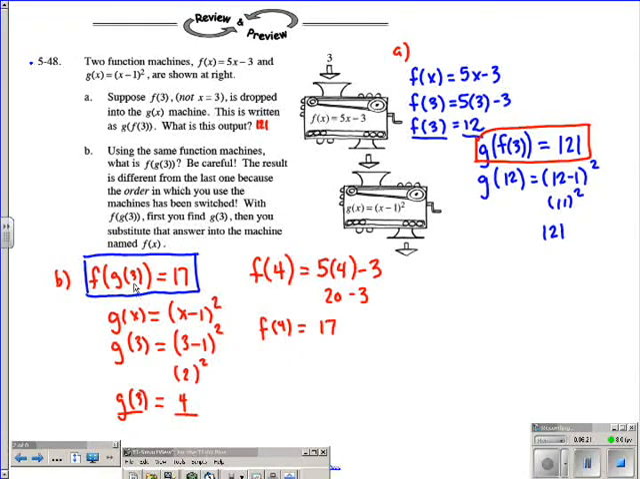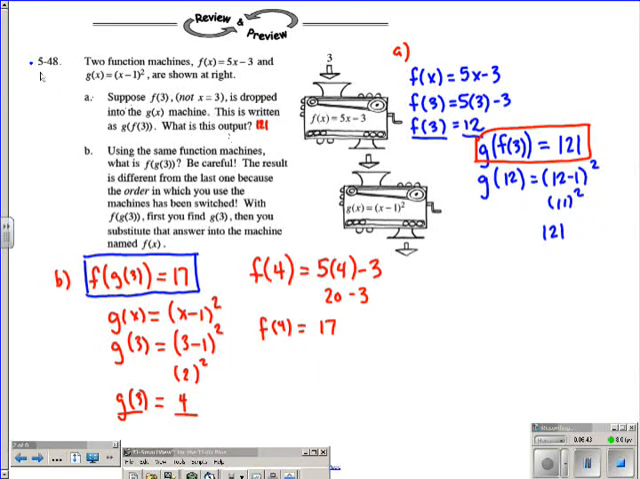So order does matter there. Here we had f of g of 3, which equaled 17. Over here we had g of f of 3 equals 121. So just think about it. It's kind of like order of operations. You start inside and work your way out. We started inside and we worked our way out.